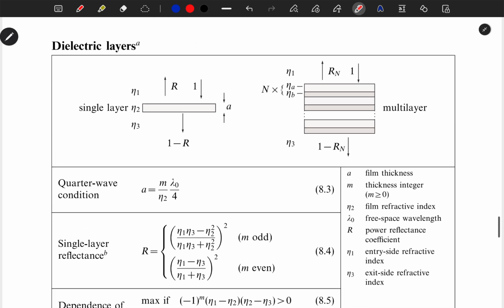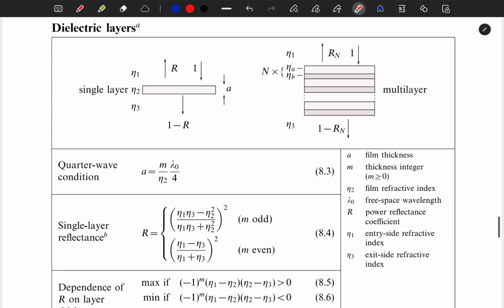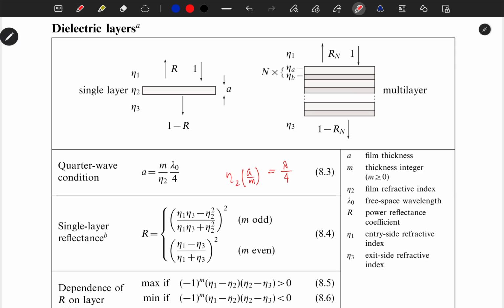Now dielectric layers. For a single layer, let's say eta 1, eta 2, eta 3 are the refractive indices, and the incident intensity is 1. Reflected will be R, and transmitted will be 1 minus R, and the width is a. Similarly, eta a, eta b for multilayer, and Rn is the reflectance and the transmitted is 1 minus Rn.